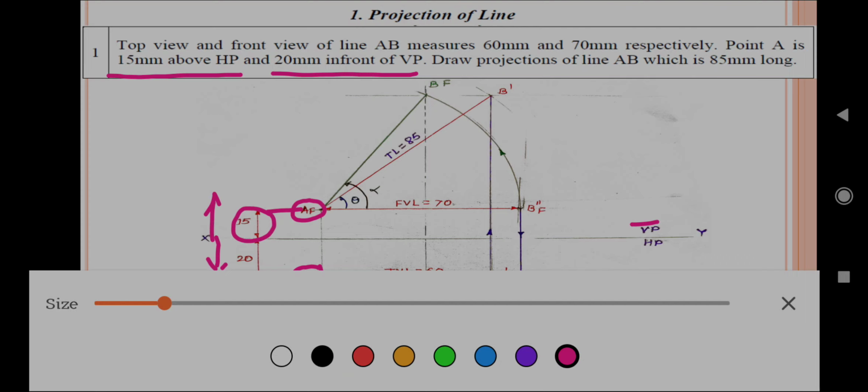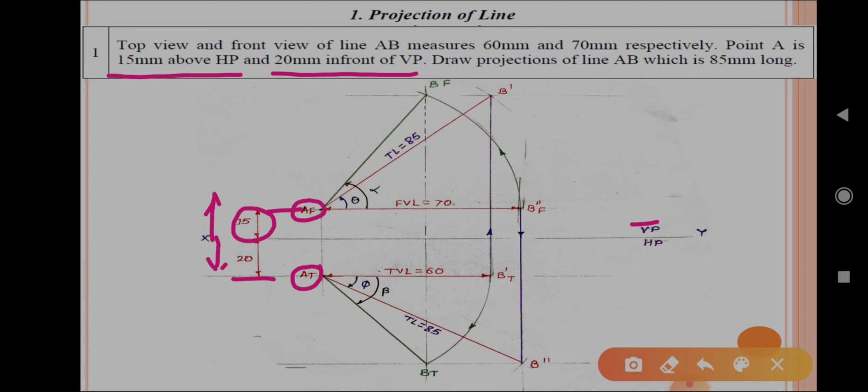The next condition given is the front view length and top view length. The front view length is 70 mm. From A F to B double dash F we can take the front view length, 70 mm, and the top view length is given as 60 mm. So from A T to B dash T we mark a horizontal line of 60 mm.